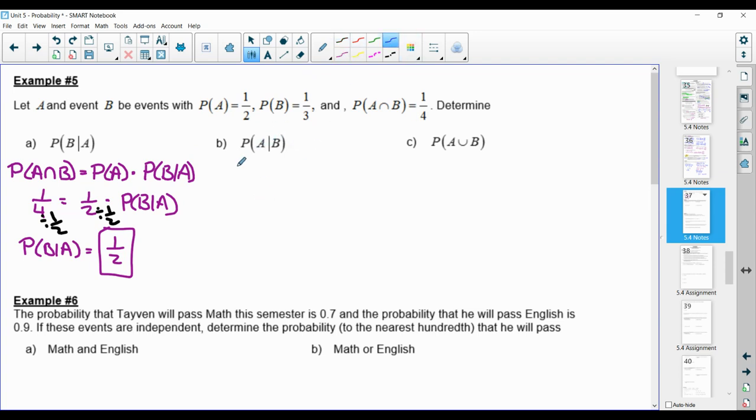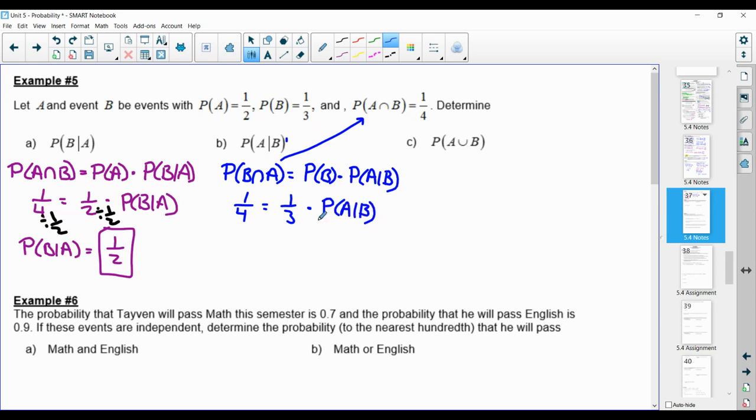All right, so the probability of A given B, well, now I have the conditional probability being A given B, so this is going to be the probability of B and A, which is just the same as that one there, equals the probability of B times the probability of A given B. So while we're going to be using some of the same numbers, the notation is slightly different. So the probability of B and A is 1/4. The probability of B is 1/3, and we're looking for the probability of A given B. So 1/4 divided by 1/3 will give me 3/4.